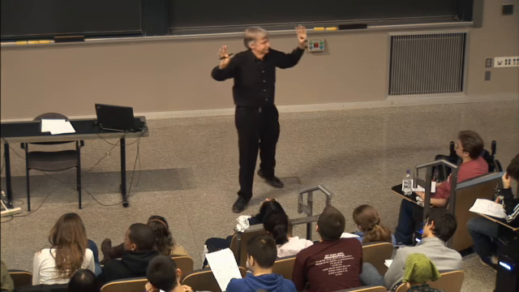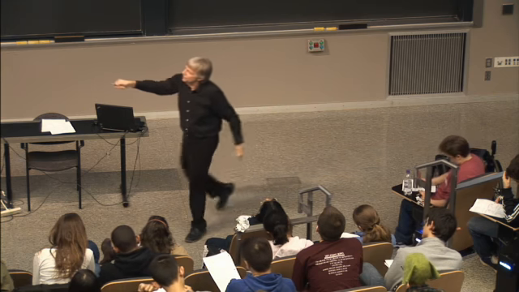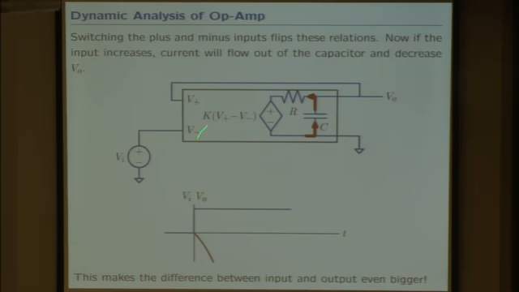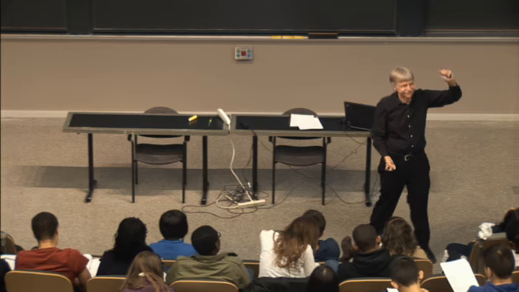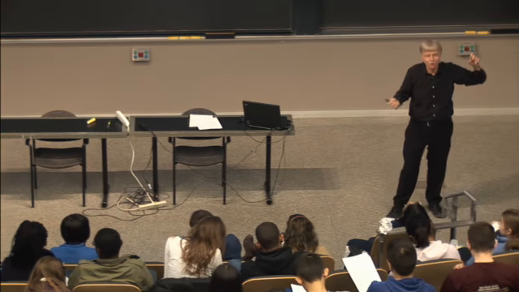It goes the wrong way. That's bad. So here, if I put the input into the minus lead, a positive transition of the input leads to the output going the wrong way. And as it goes the wrong way, the drive to make it go the wrong way gets bigger. It's a runaway system. It's positive feedback.